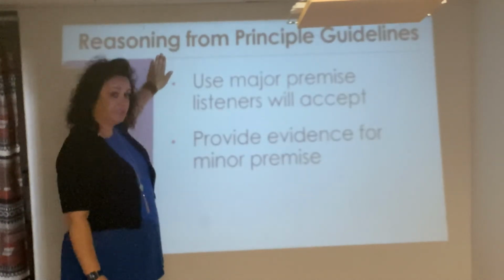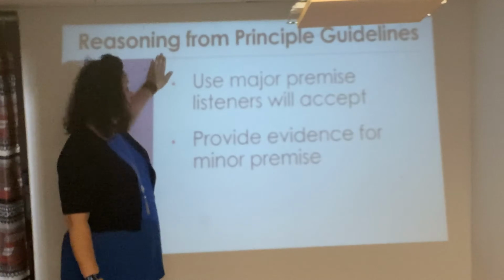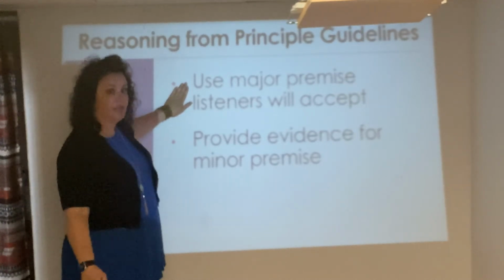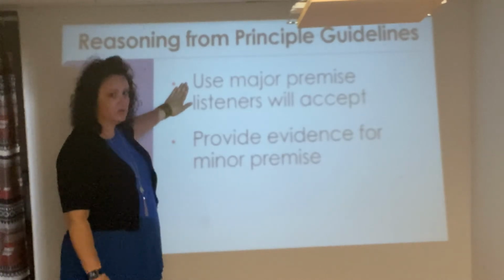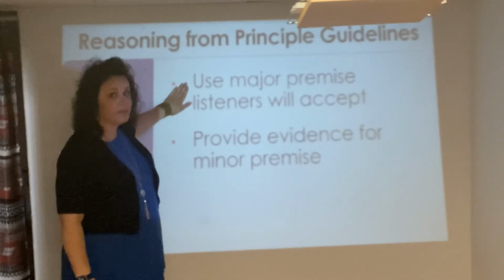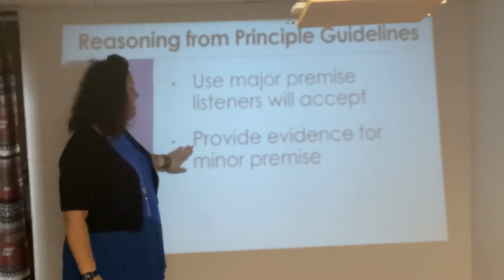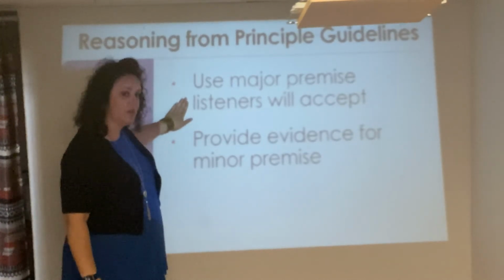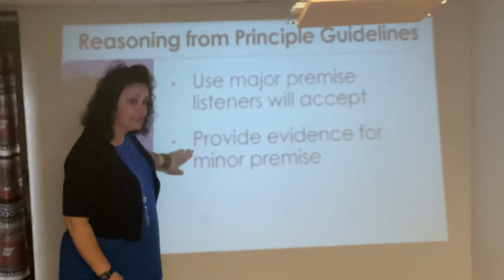Reasoning from principle guidelines: use the major premise listeners will accept. In other words, all people are mortal. That's a premise people will accept. And then provide evidence for the minor premise. So start with something you all agree on, and then you can add some more information.